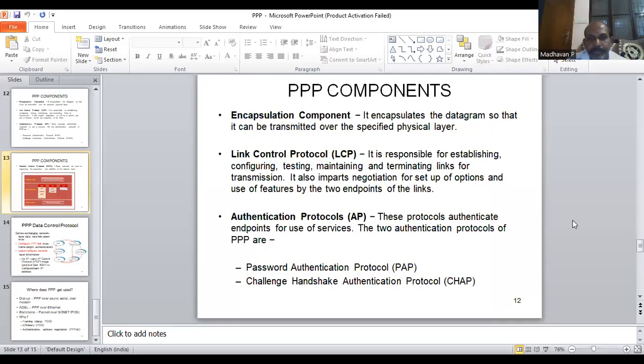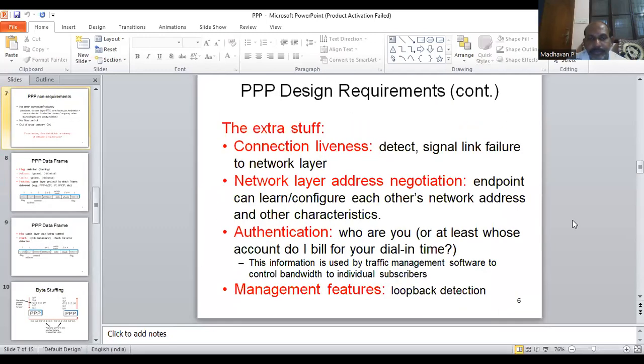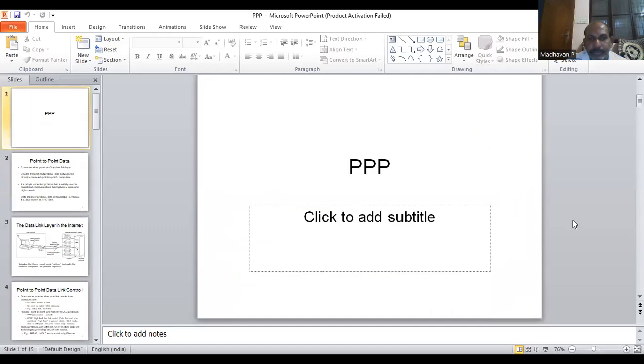So let me share the screen for the triple P. I hope the slide is visible.